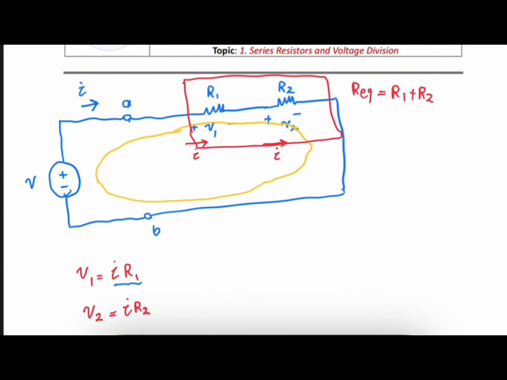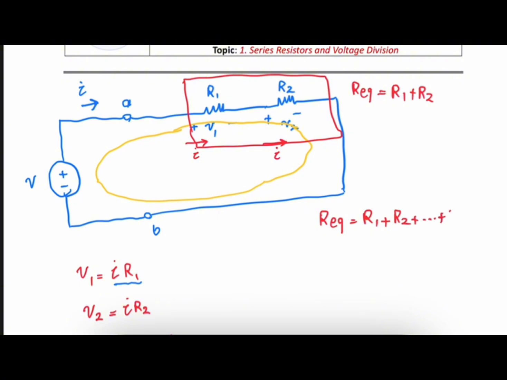This shows that the equivalent resistance of resistors in series is just the sum of their resistances. Meaning that if you have n resistors in series, then the equivalent resistance of all of them is equal to R1 plus R2 plus R3 up to Rn, or the sum of all the resistances.